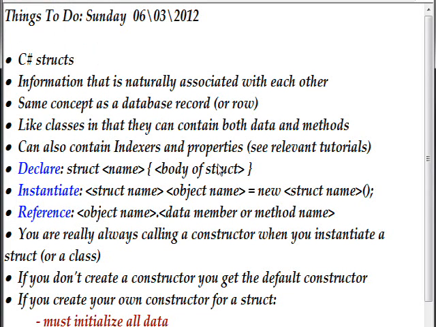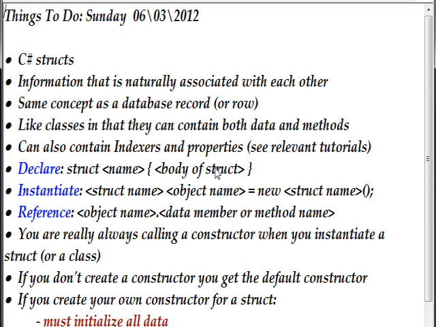Today we're continuing with our console application series, and we're looking at C# structs. The nature of C# structs is it's information that's naturally associated with each other. It's the same concept as a database record or row. So you could have, for instance, name, age, employee ID, and so on. So one aggregate of information describes one person, say, that works for a company.